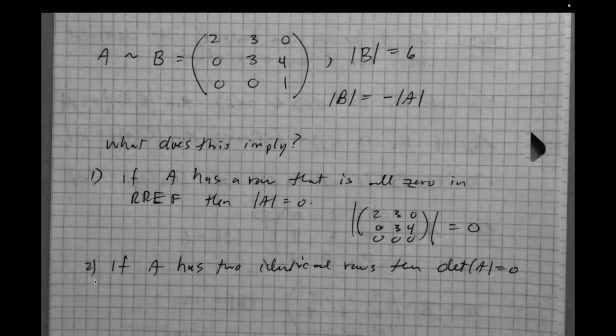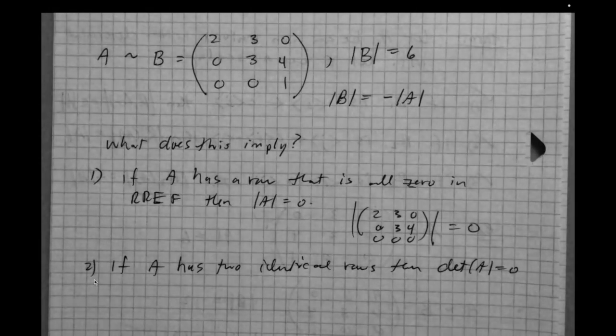Right, the determinant is 0 in those cases as well. Two identical rows is basically the same as saying that one of them is going to be all 0, right, in reduced row echelon form. Okay.